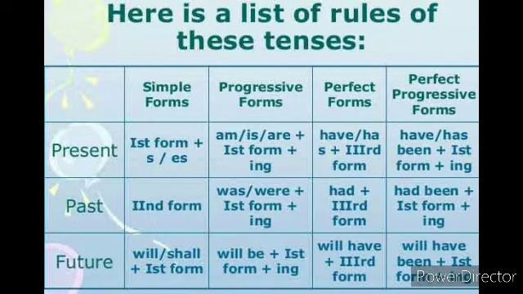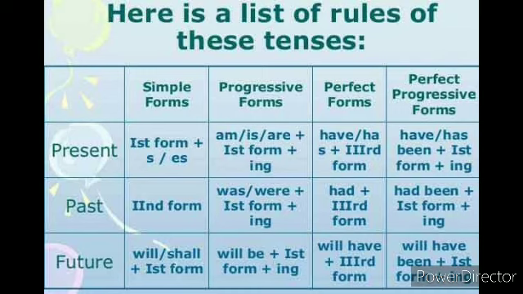Now, here is a list of rules of these tenses. As I told you, each tense is further divided into four different kinds. Let's begin with simple form. In simple present tense, we use first form of verb along with S or ES. We add S or ES to the base form of the verb when the subject is third person singular, for example, he, she, or it, or any name. In that case only, we add S or ES to the base form of the verb, like she reads, he dances.